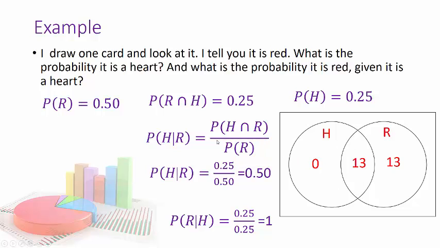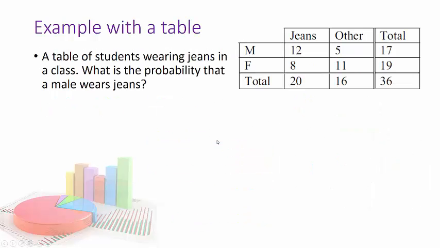Let's go ahead and take this to tables like the conditional tables we looked at last time. So here we have a table of students wearing jeans in a class. Big class, by the way. What is the probability that a male wears jeans? So looking at the top row here, I'm going to restrict my world to this row. I do not care about anything else because I'm talking about males. It is given that the student is a male. So the way I write it is probability of wearing jeans given the student is male.